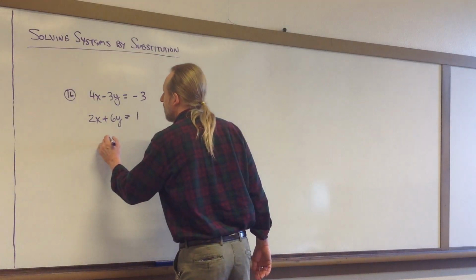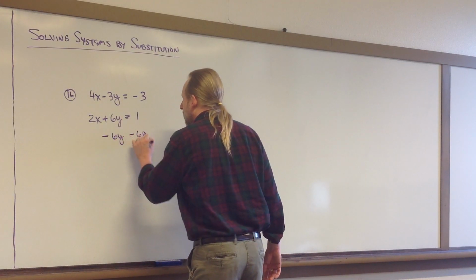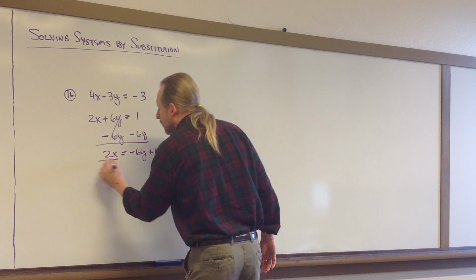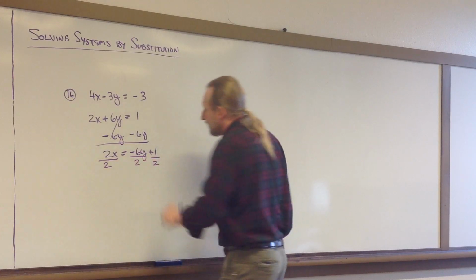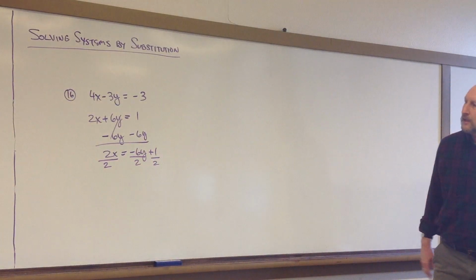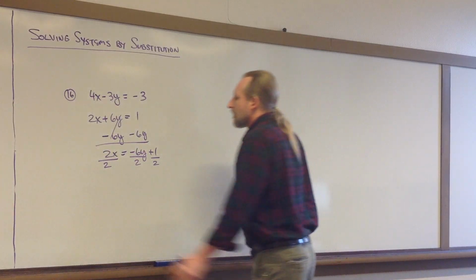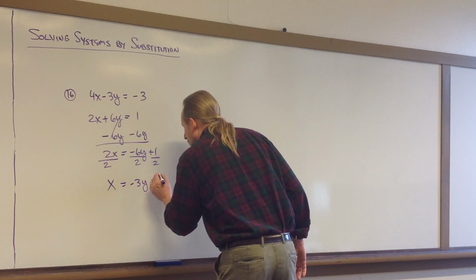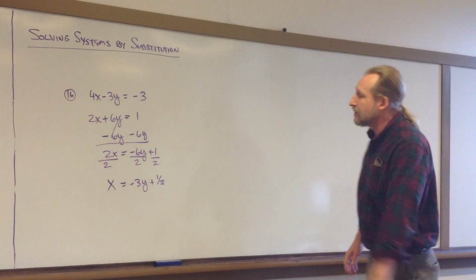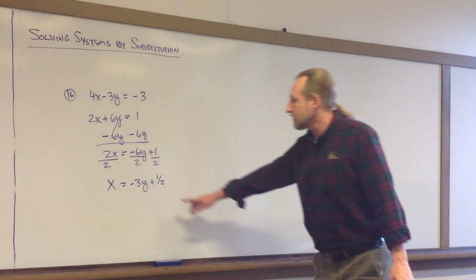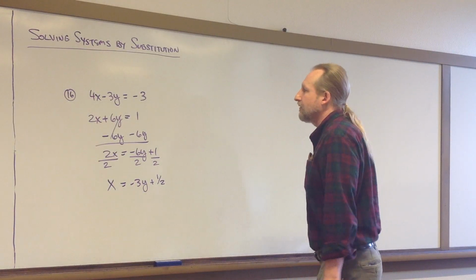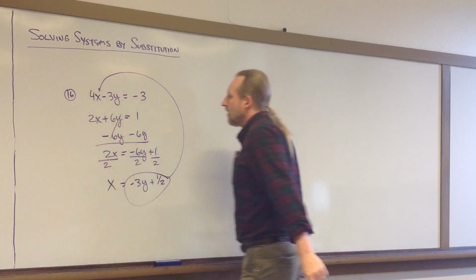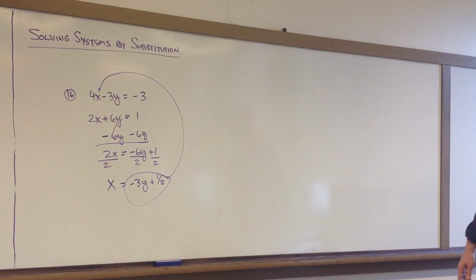So, I will subtract the 6y on both sides in this equation. 2x is -6y plus 1. And then don't forget, when I divide through by that 2, you've got to divide everything in the equation by 2. So that'll give us x equals -3y plus a half. And whether you call it a half or 0.5 doesn't really matter. If you like decimals, you can just put a 0.5 here and calculate with that. That's fine. But the key here is that now we're going to take this and plug it in to that first equation in place of x.